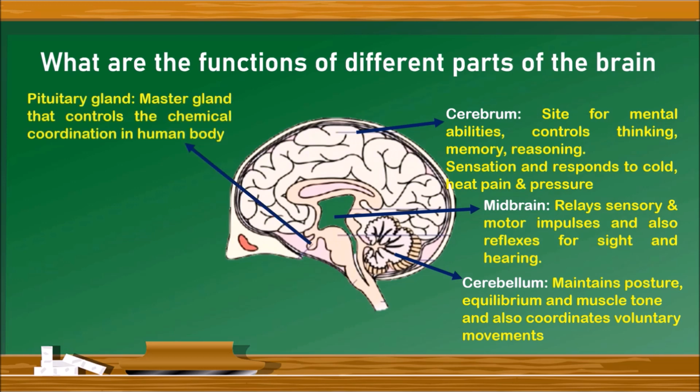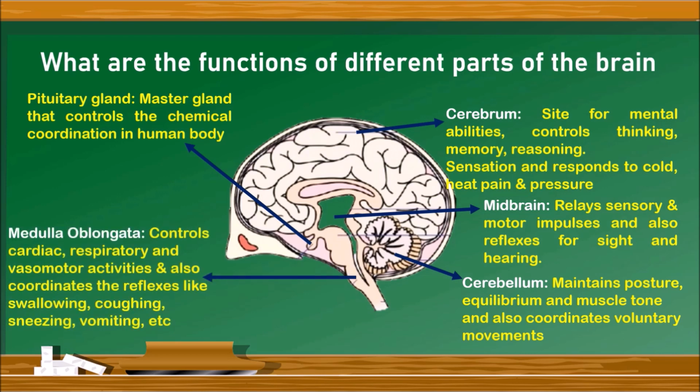Next one is a small pea-sized pituitary gland. It is said to be the master gland that controls the chemical coordination in human body. It means it has control over all other endocrine glands that operate the chemical coordination in our body. The next one is medulla oblongata. It controls all the cardiac and respiratory activities, vasomotor activities and also coordinates the reflexes like swallowing, coughing, sneezing, vomiting, etc. These are the major parts and their functions.